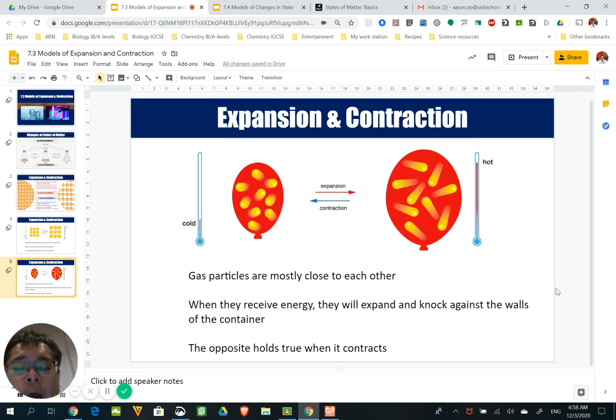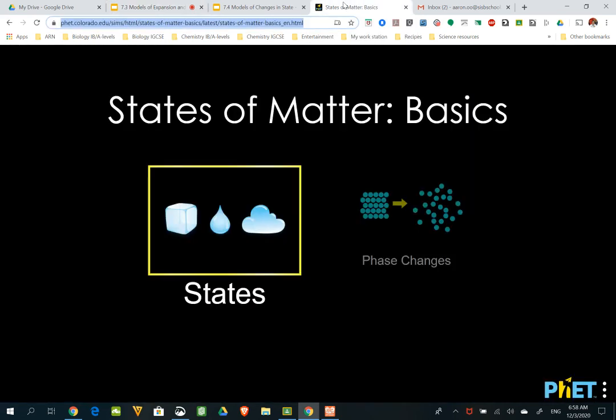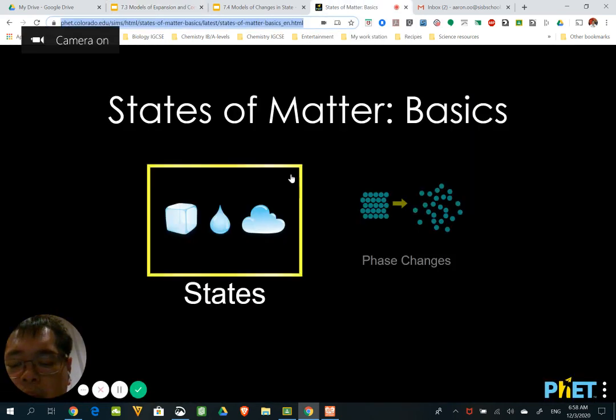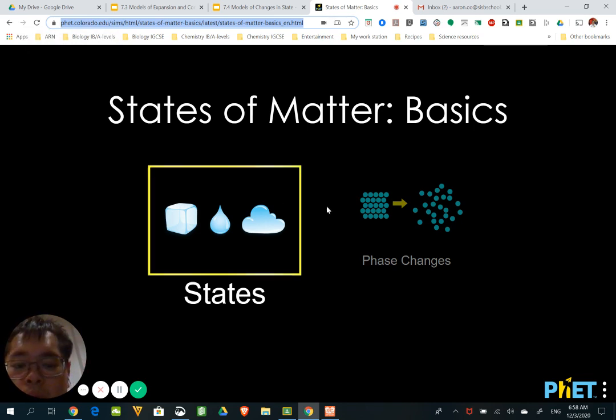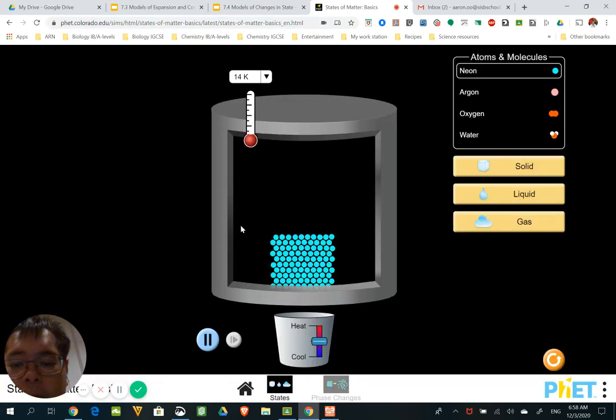Okay. Now, I will also attach one link which I think you will find very interesting and it'll be a little bit interactive for you to look through. Okay. So this would be what I call the PhET interactive model of the states of matter. I wouldn't worry so much about phase changes. I'll concentrate more on the states first. All right. So let's go.